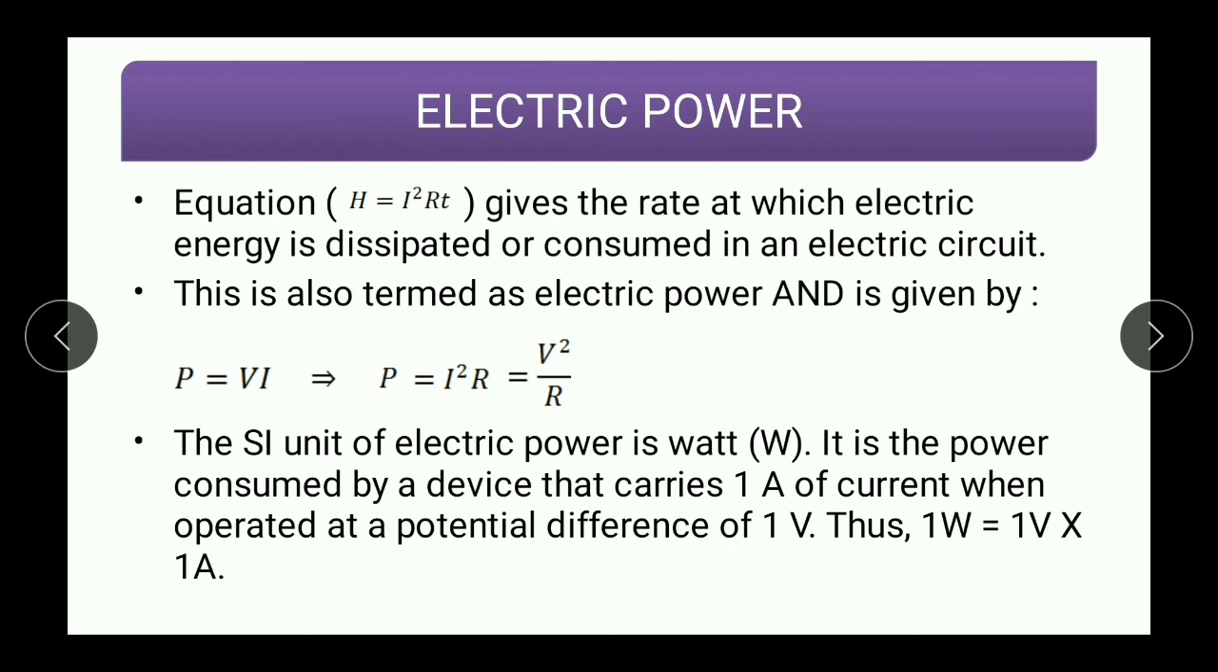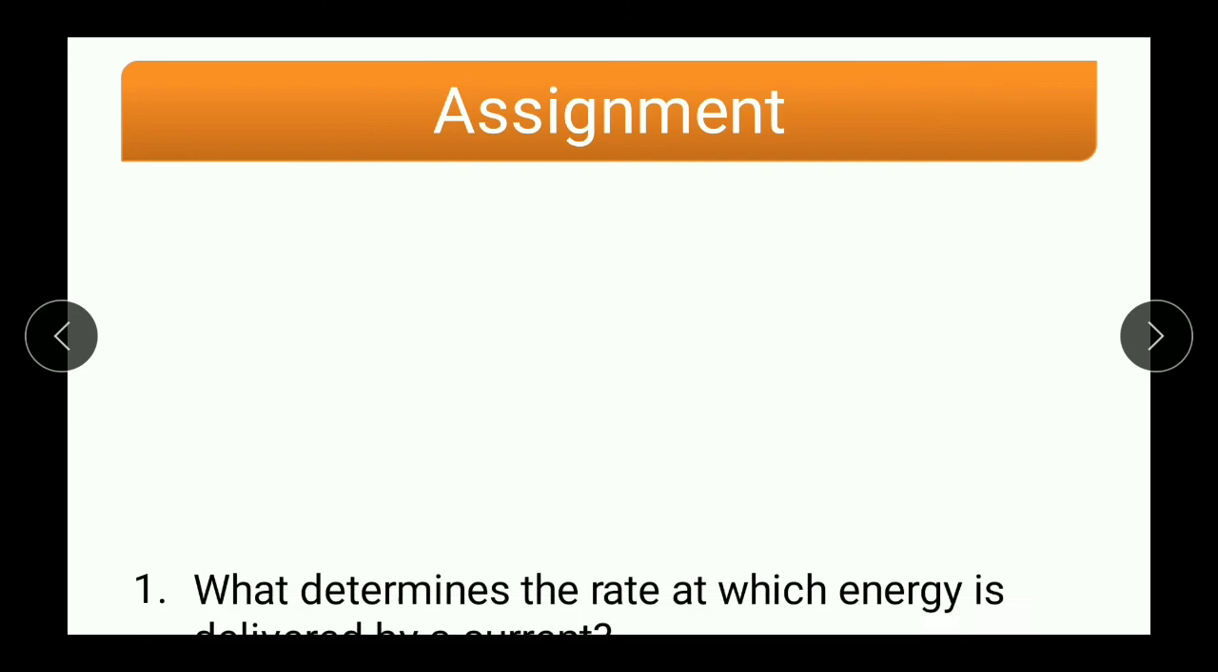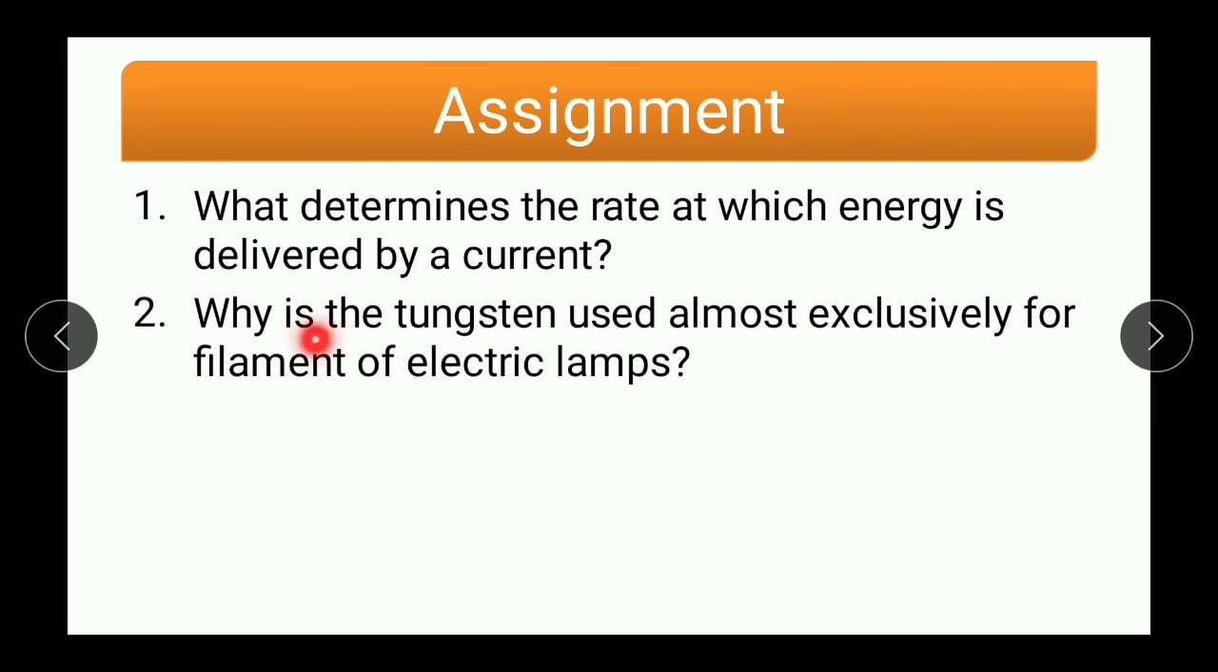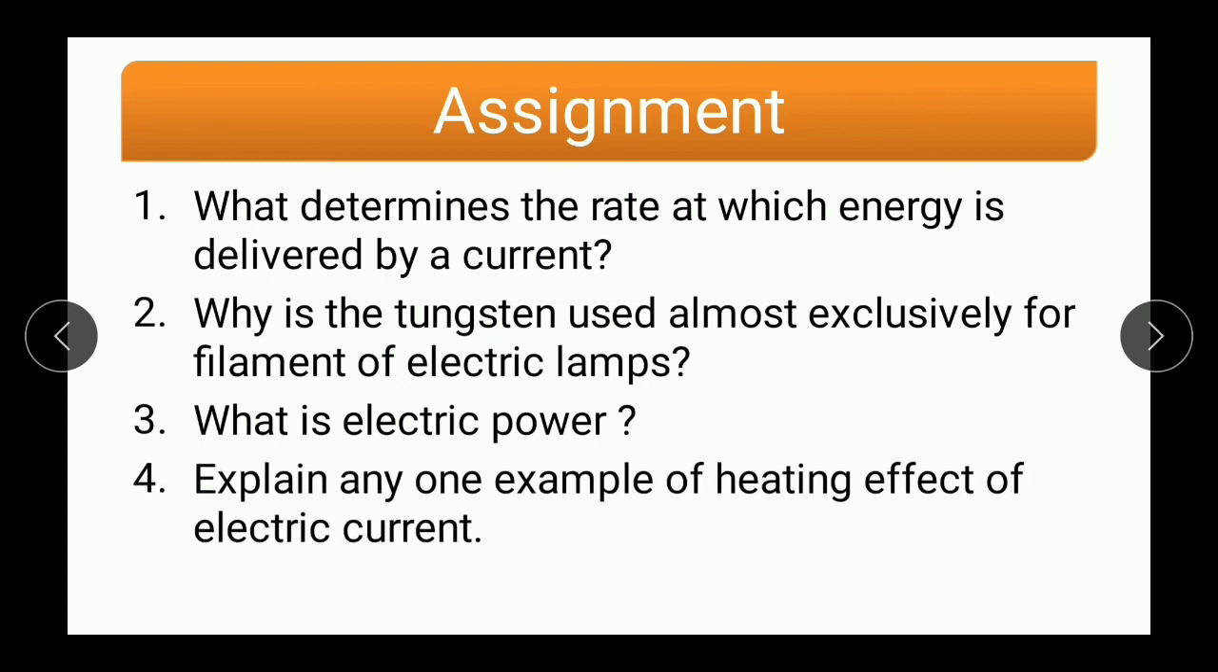Well students, that was all for today. Now let us see the assignment. You can try to answer what determines the rate at which energy is delivered by the current. I repeat the question: what determines the rate at which energy is delivered by the current? The second question is, why is tungsten used almost exclusively for the filament of electric lamps? Third question is, what is electric power? And the last is, explain any one example of heating effect of electric current. So these are the 4 questions that you have to try out at home.